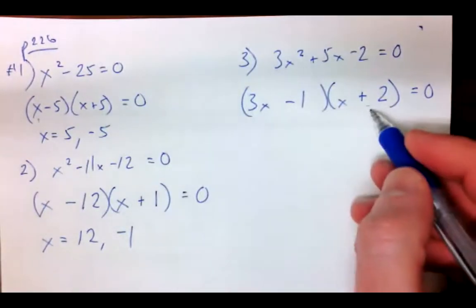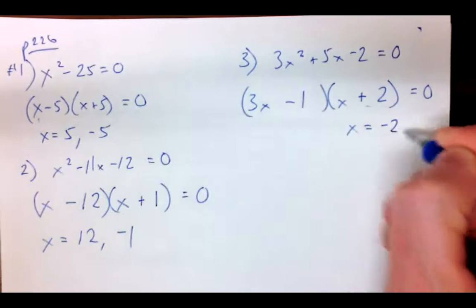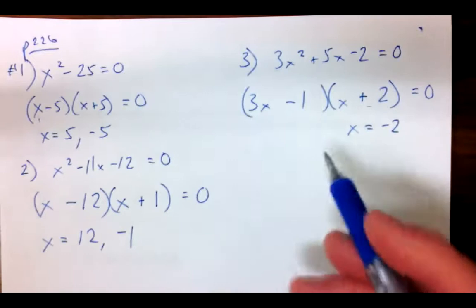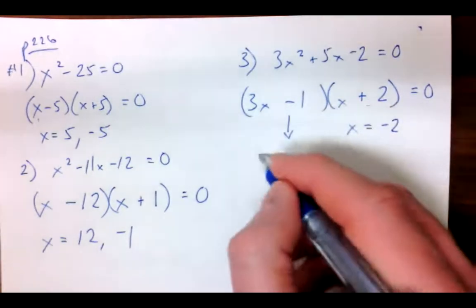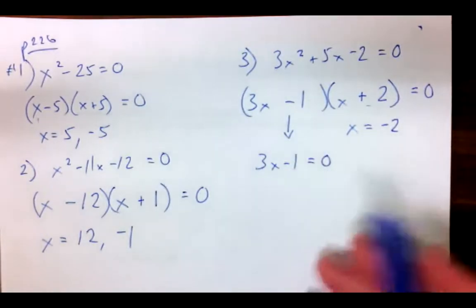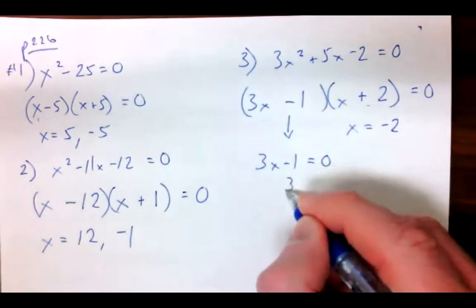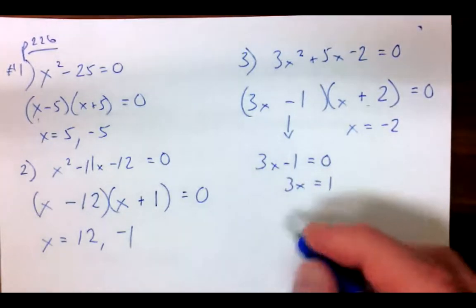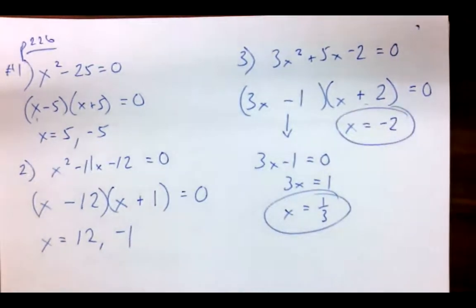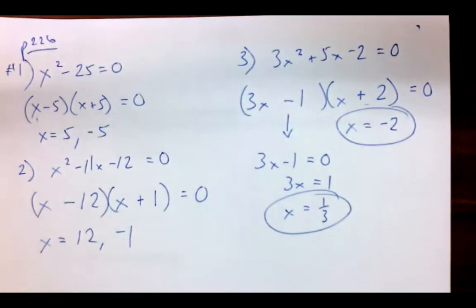And then again, this one here is kind of easy. X equals negative 2 is going to make it 0. Some of you might not be able to see this one right away, which is totally fine. You will eventually. If you don't see it right away, you can set it up to say 3x minus 1 equals 0, and then just solve for x. Add 1 to both sides, 3x equals 1. Divide both sides by 3, x equals 1/3. So these are our 2 solutions, our 2 roots, our 2 zeros. Questions about that?